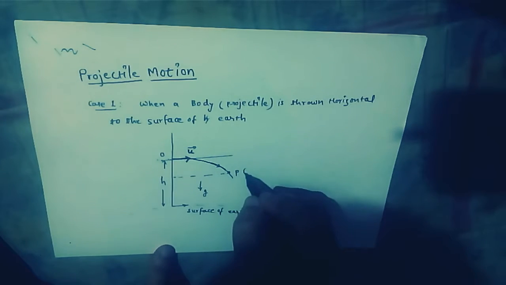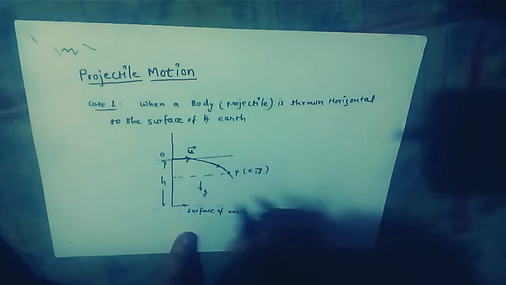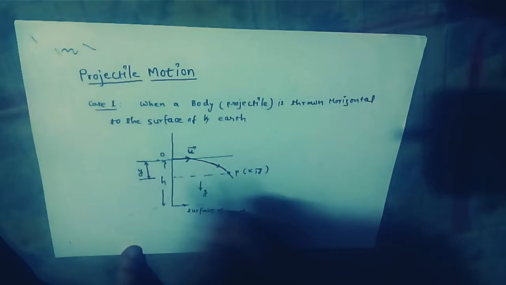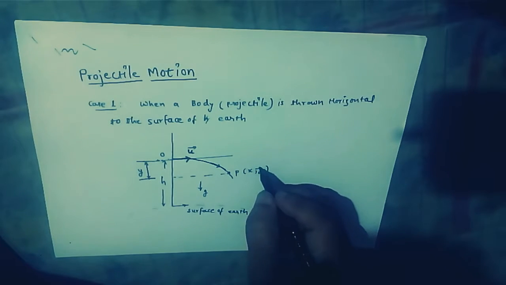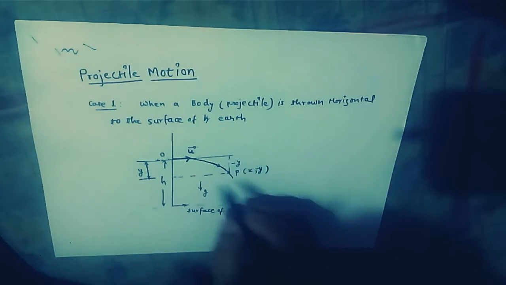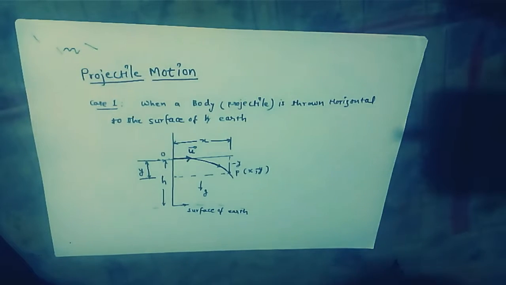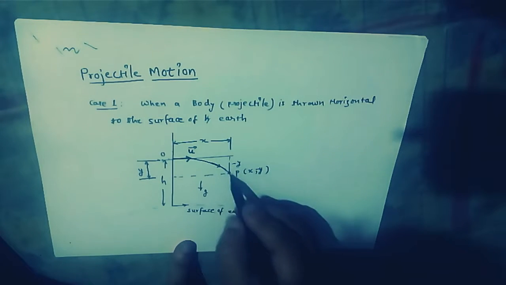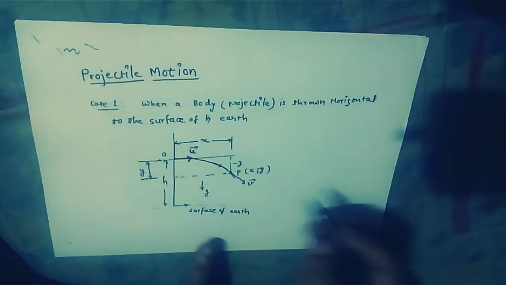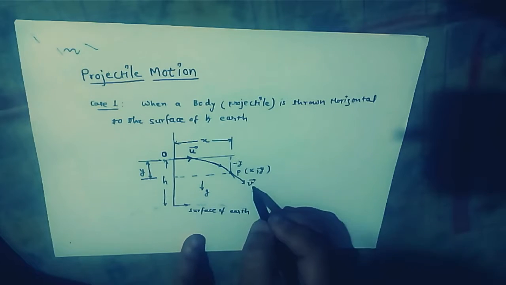Suppose that point has the coordinates x and y. So y is basically in the negative direction because the body is moving downward. At point P, this is the distance the body has traveled, minus y because it has moved downward, and this is the distance along the x-axis. By that time, its velocity has become v. Initially at point O, its velocity was only u. Now its velocity has become v.